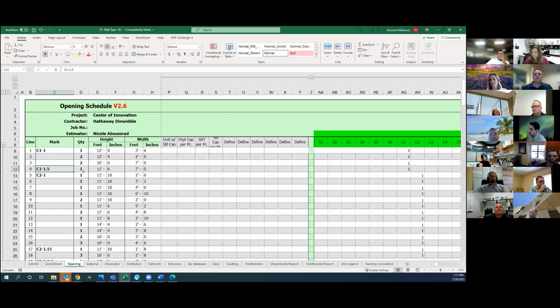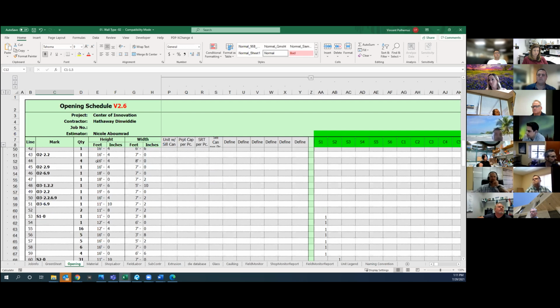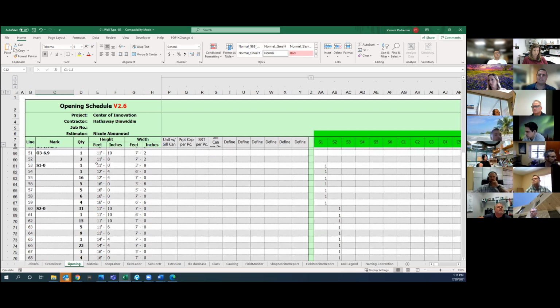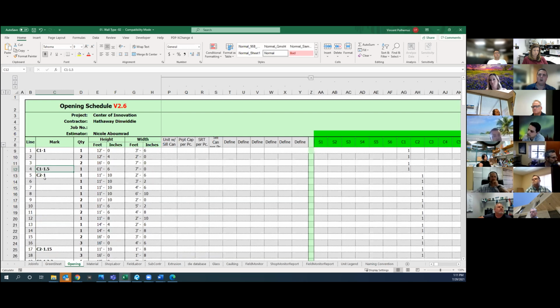So the opening schedule is the place where the estimator goes, and it's the repository, if you will, for all the information about the material on that job. And in this case, we're going to focus on unitized systems, right? So this wall type 2 is a unitized system. What we have here is in essence a list of every unit that exists on that system, this wall type 2 system for the project, okay? And it's all been broken out by the unit names.